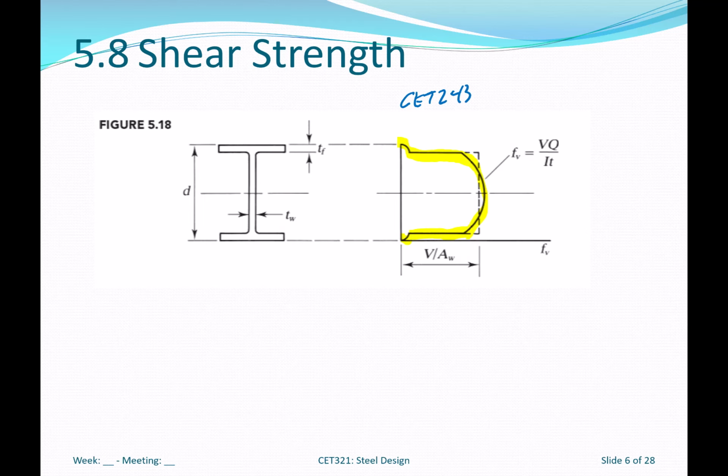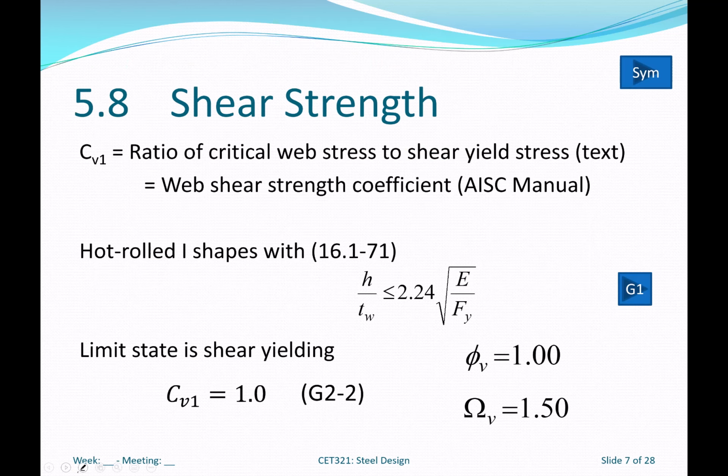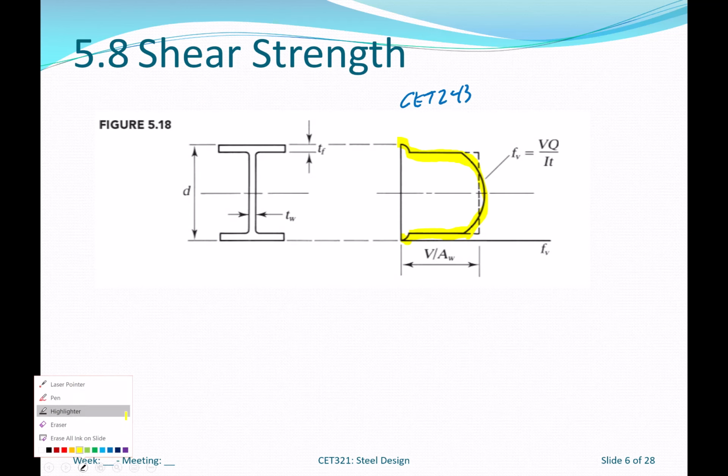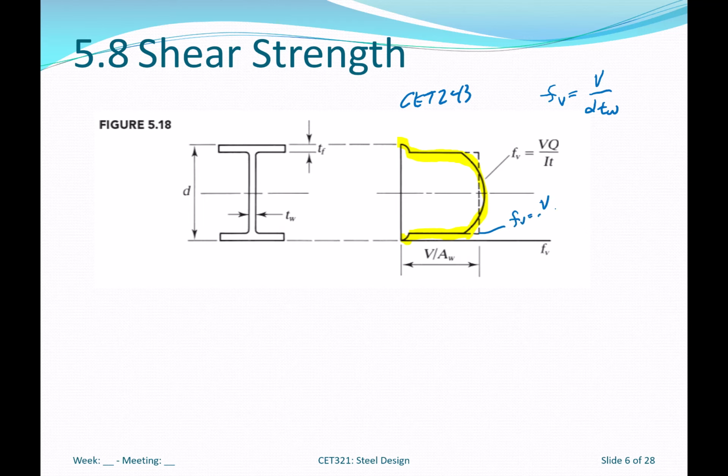And what we saw, if we calculate shear stress doing V over d t sub W, we got the dotted line. That's this value. F sub V is V over d t sub W. So that's really the basis of what we use.